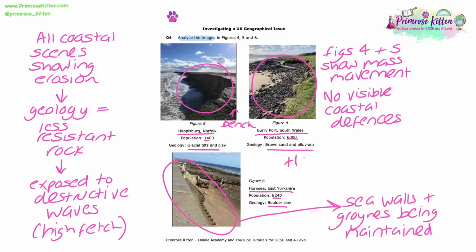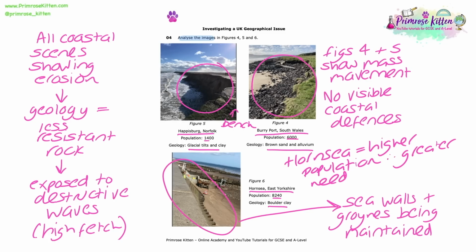One final point to note is the information provided about the population for each of the locations. Looking at the figures, Hornsea has the higher population. This might suggest a greater need to defend this area of coastline, which in turn might explain why sea defences are evident at this location and not in the other 2.